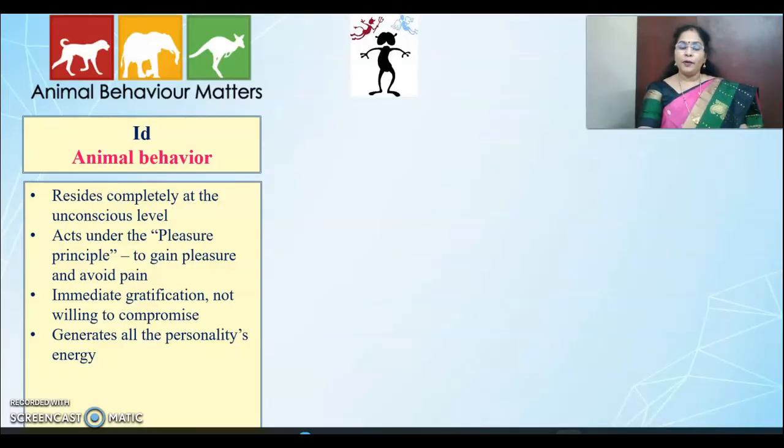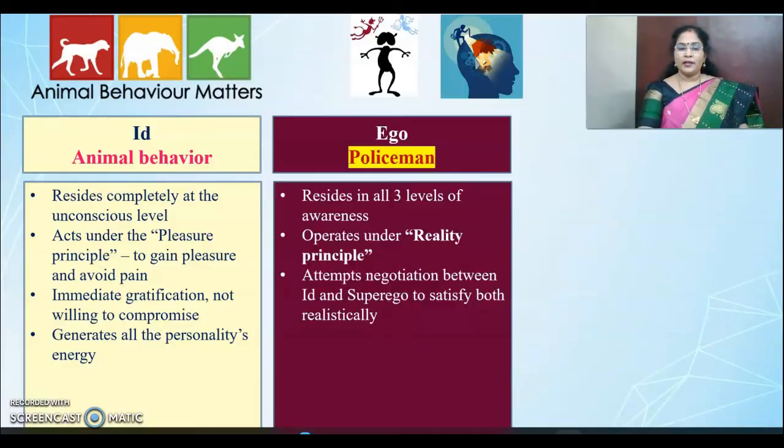In the same way, if human beings go for only satisfying their pleasure, that is called id behavior. That will urge them to go for immediate gratification of their pleasure, not willing to compromise at all. And it generates all the personality's energy. Ego behavior is a person's behavior which is like a policeman. It will tell us what to do, what not to do. It resides in all the three levels of awareness as conscious, subconscious, and unconscious. And it operates on the reality principle.